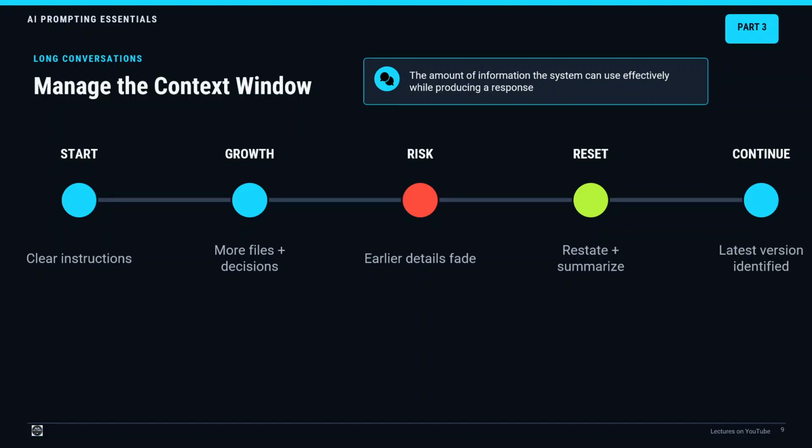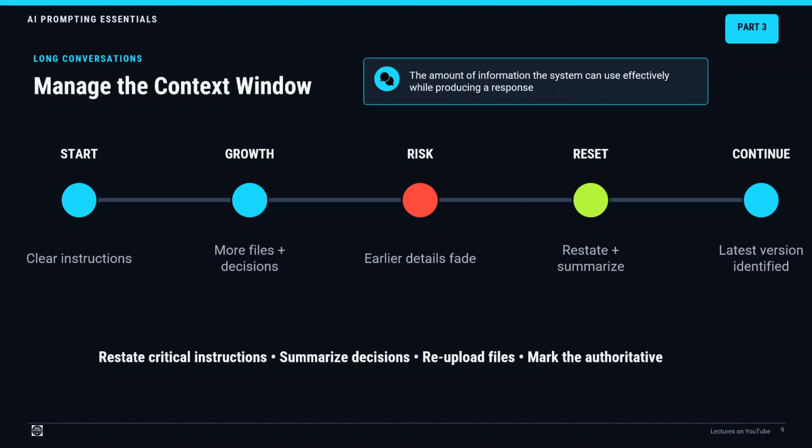For long projects, restate critical instructions. Summarize agreed decisions. Re-upload important files when necessary. Clearly identify the latest authoritative version. Do not assume the system remembers everything from the beginning. A long conversation is not automatically a well-managed conversation. Good context management remains necessary throughout the project.